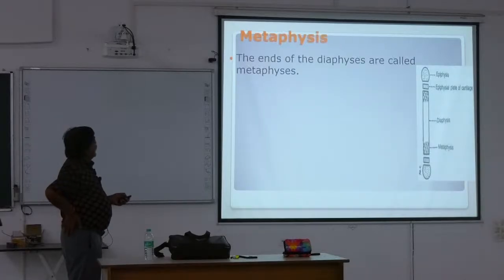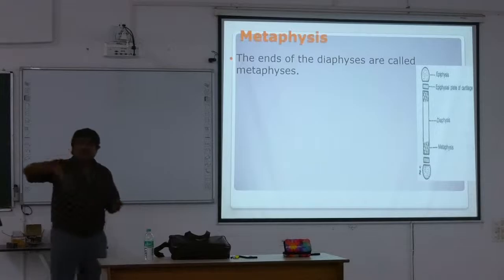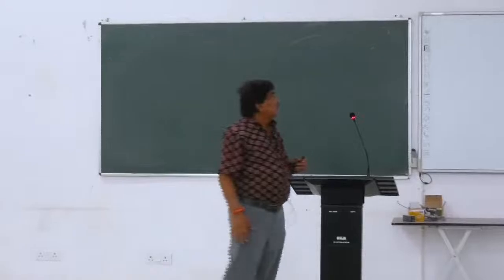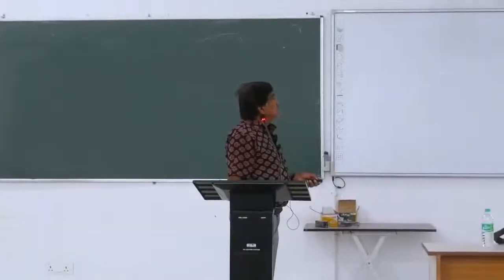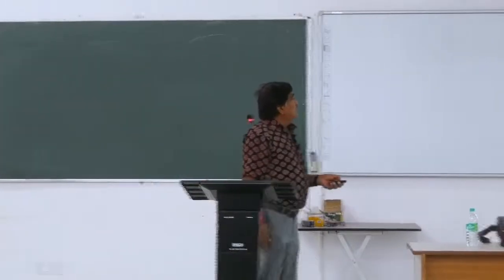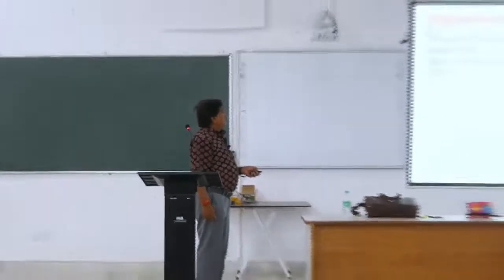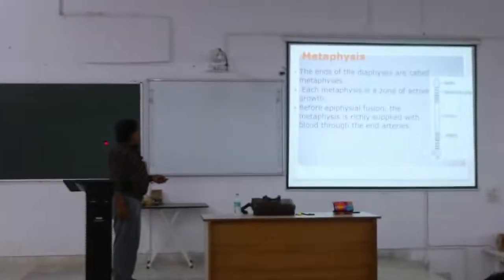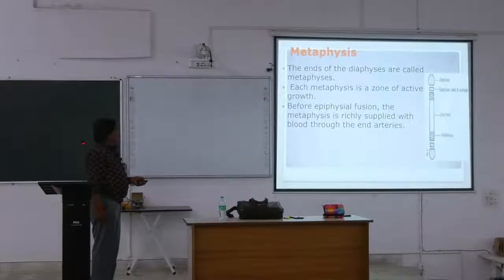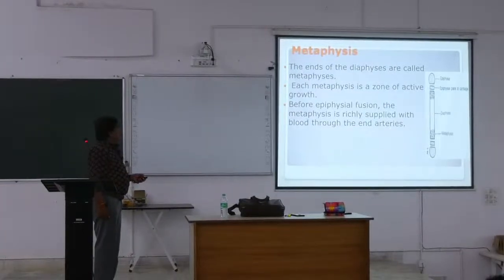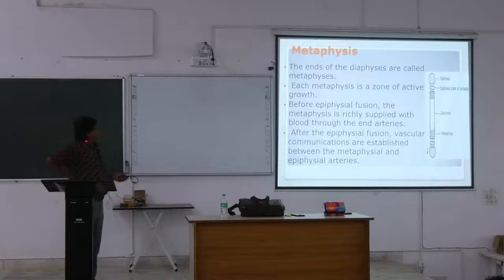Metaphysis. The ends of the diaphysis are called metaphysis. So the diaphysis has two ends, known as metaphysis. Each metaphysis is a zone of active growth. Before epiphyseal fusion, the metaphysis is richly supplied with blood through the end arteries. After the epiphyseal fusion, vascular communication is established between the metaphyseal and epiphyseal arteries.